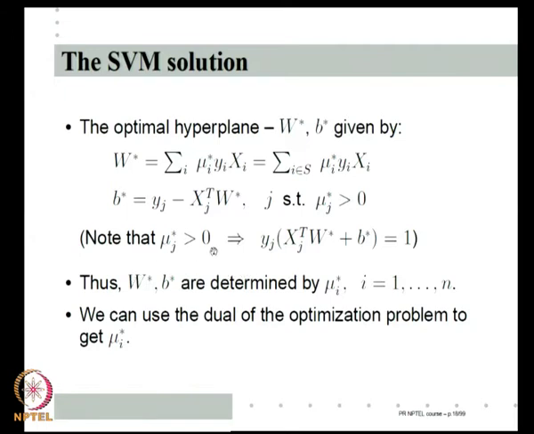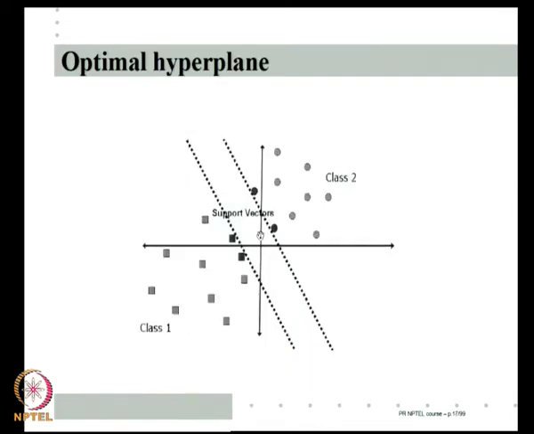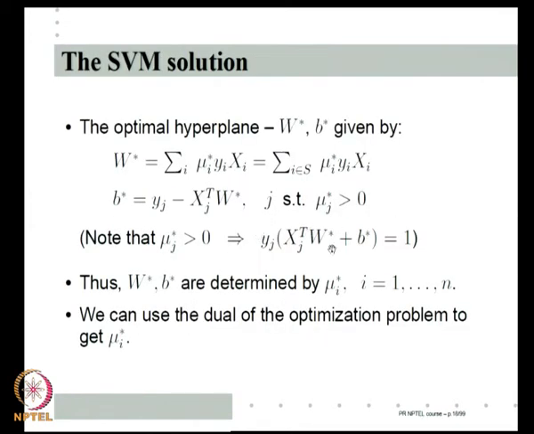Whenever mu j star is greater than 0, I know y j into x j transpose W star plus b star is equal to 1, right, because my complementary slackness tells me that whenever the Lagrange multiplier is nonzero, this is equal to 1. When this is 1, we multiply both sides by y j; remember y j square is equal to 1 because y j is plus 1 or minus 1. So, that gives me b star is y j minus x j transpose W star.